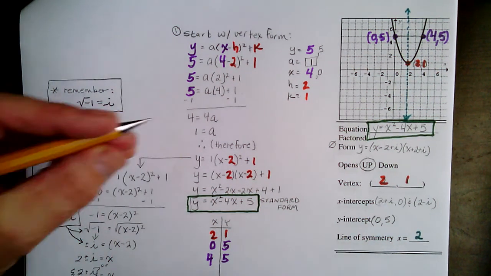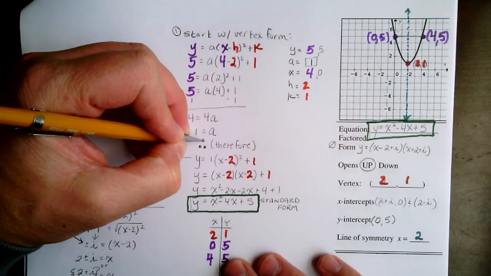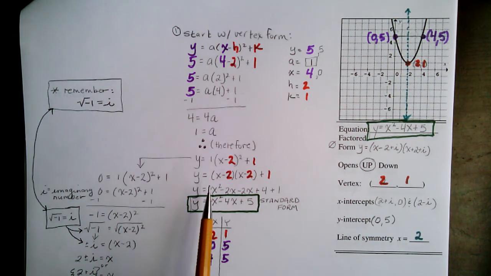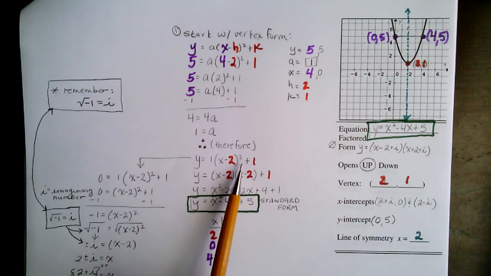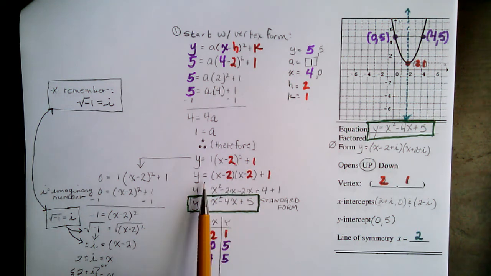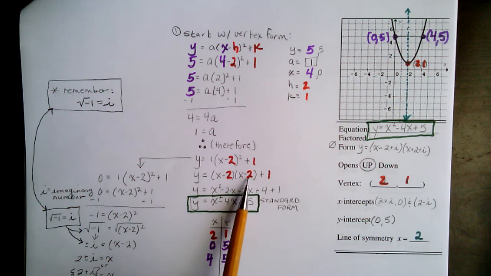So therefore, remember these three little things right here? That means therefore, I put the x and y back out. So I have y equals 1 for a, leave x in, minus 2, quantity squared plus 1. And then the 2 and the 1, again, are the coordinates of the vertex. So then I multiply x minus 2 squared, x minus 2, plus this 1 on the outside.